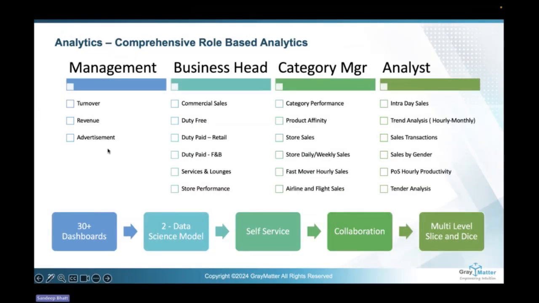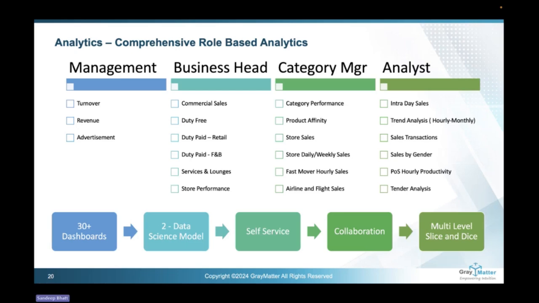Hi, everybody. I'm going to speak about the dashboards that StoreSense provides, which are comprehensive role-based analytics. At the top, what you see is that we have categorized our dashboards into multiple business vertical roles: management, business head, category manager, and analyst. Under each role, we have a set of dashboards that help the business take business-critical decisions.